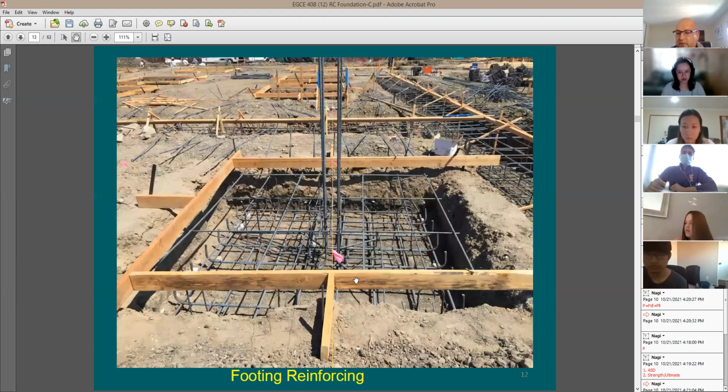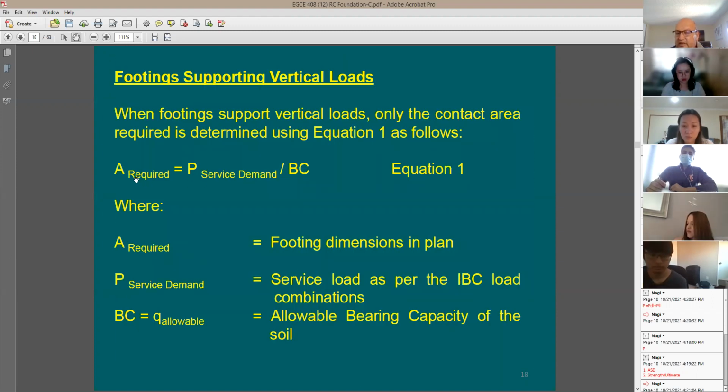Now let's look here at this equation. It's going to be the same equation, but here we say area required is going to be equal to the P service demand divided by the bearing pressure, which means like Q allowable, right? Same type of equation. I can say this BC, bearing capacity, is going to be equal to the P service demand divided by the area required.